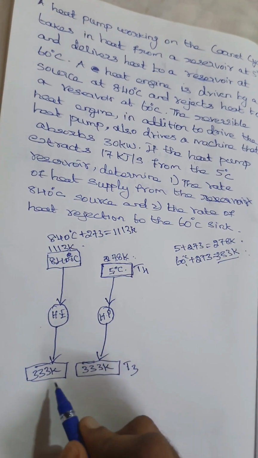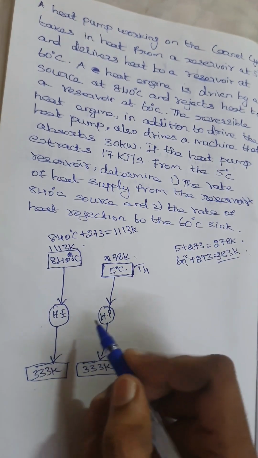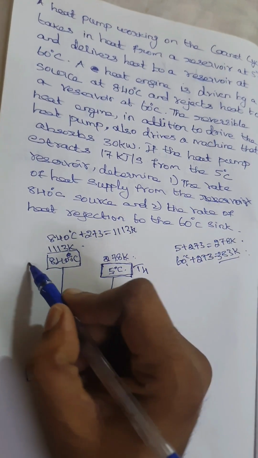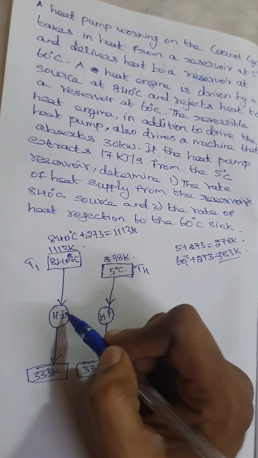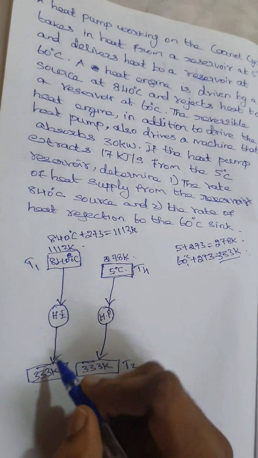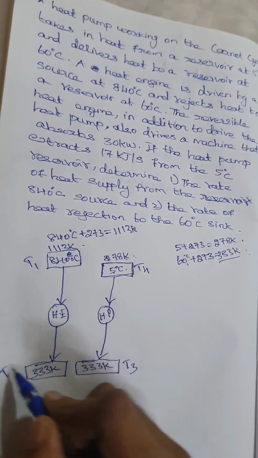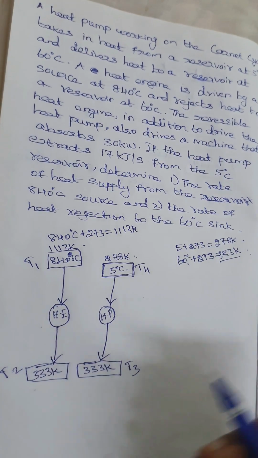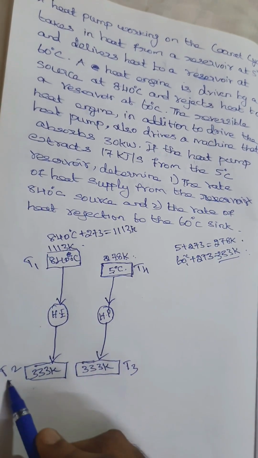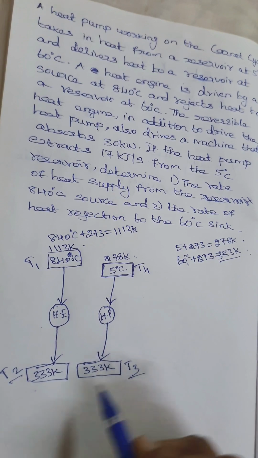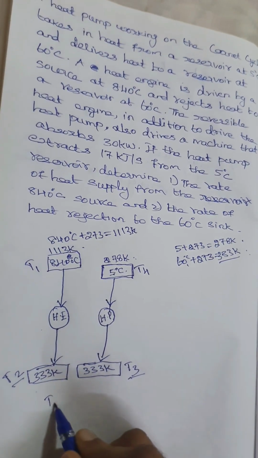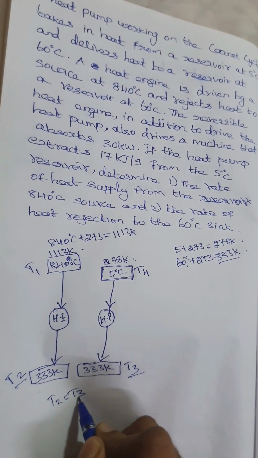Here you can see that the temperature input for the heat engine will be T1, and the temperature output from the heat engine can be mentioned as T2. Here you can see that the temperature T2 and the temperature T3 are the same. Therefore, T2 is equal to T3.